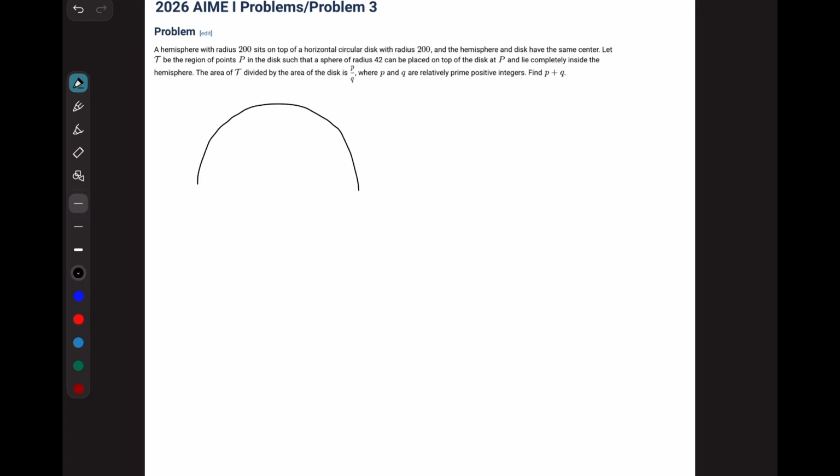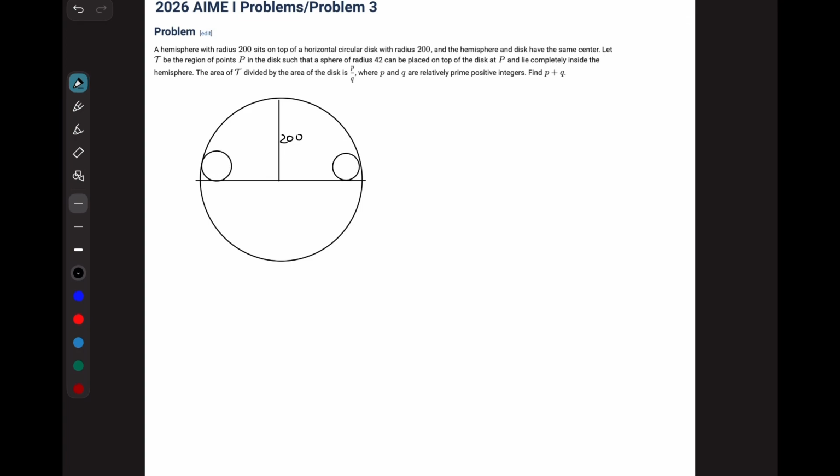So a hemisphere with radius 200 sits on top of a horizontal circular disk with radius 200. Since 3D is hard, let's just cut it in half and see it as 2D. The radius is 200 here, and a radius 42 sphere sits inside. So this should be the outer boundary of the area, like this.